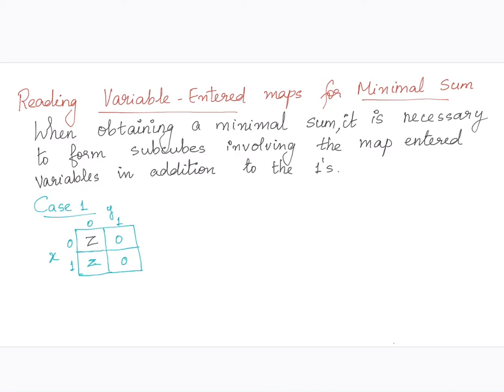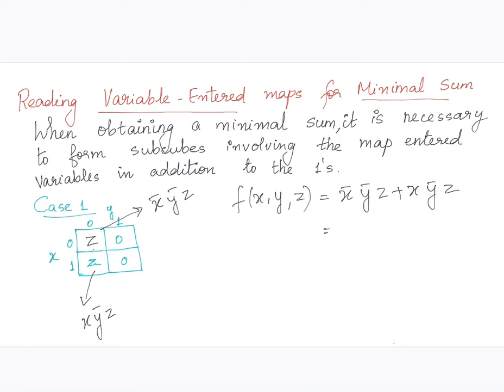In this case we have to map the set literal corresponding to here. This set literal will correspond to x bar, y bar, z, and this written over here will correspond to the minterm x, y bar, z. So we can write the function f of xyz as x bar y bar z plus x y bar z. If you take y bar z common, what remains is x bar plus x, which equals 1, so the result is y bar z.